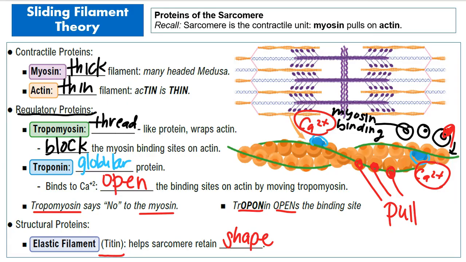And guess what? Remember we talked about some properties of muscle. It's going to be elasticity. Well, elastic filament, elasticity, there's where it comes in. Now let's get more microscopic.